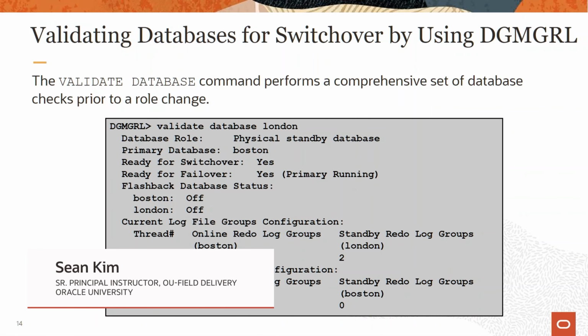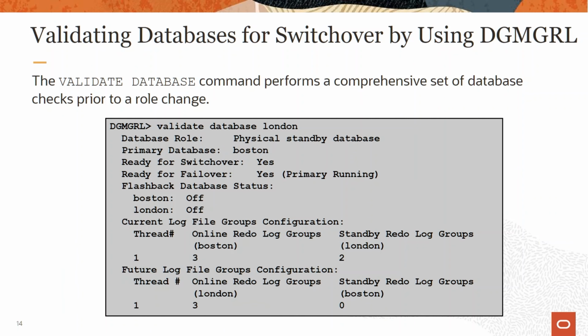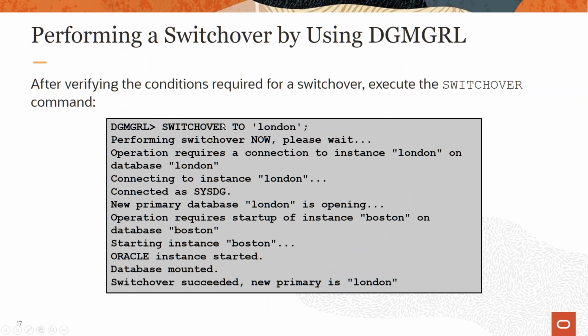Okay, so now let's see how we can perform the switchover operation using the Data Guard broker command line interface. Before performing the switchover operation, we can validate the readiness of a switchover. So we can validate the database for switchover readiness. When you run validate database London, it will show you whether the database is currently ready for switchover or not. So in this case, yes. You can actually switch over to the London database because London was ready for the switchover operation.